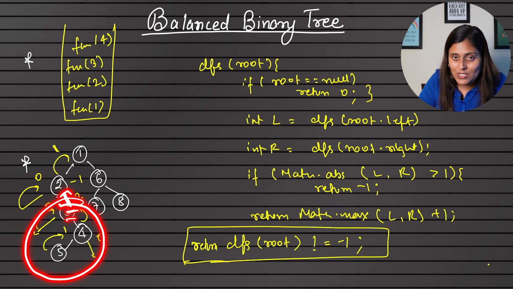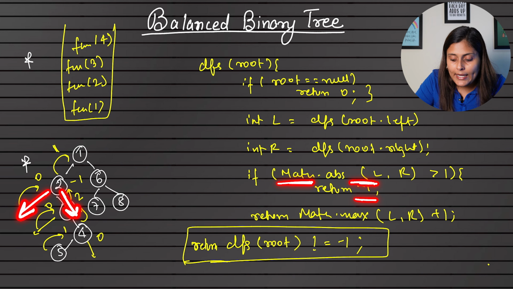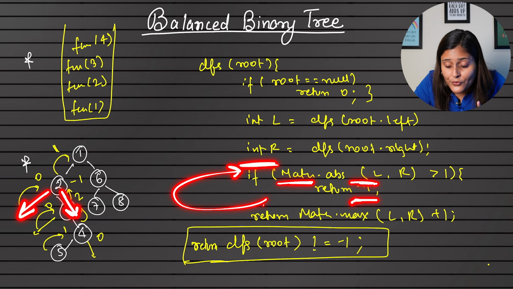So when you returned minus 1, from 2's left it was 0, from 2's right it was minus 1. You went on to the absolute check, and it passed. It means before that only you have to say that if your left is minus 1, why are you checking this?